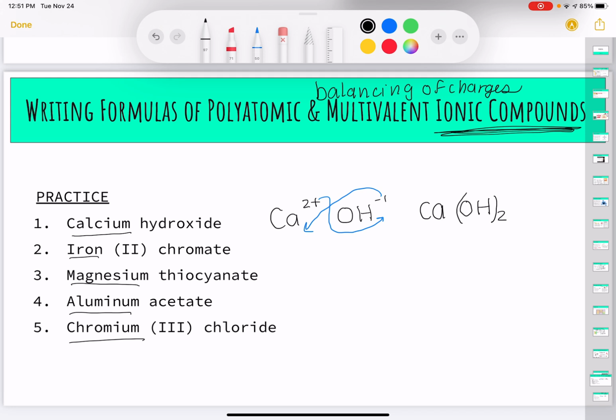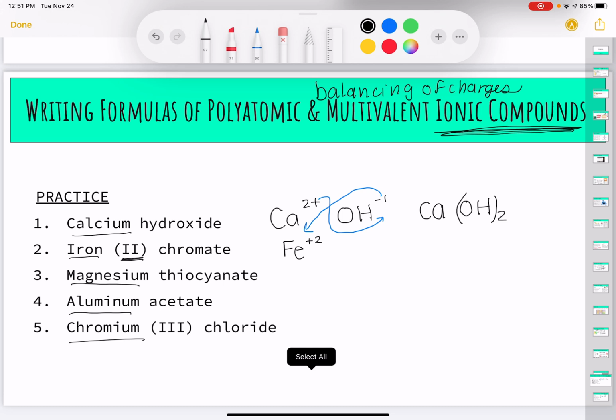Let's try the next one. The next one has Roman numerals, so that would be a multivalent. And it's actually easier this way because it tells us exactly what the charge of iron is. So if we look up iron, it's Fe, and this Roman numeral is telling us that it has a +2 charge. So we don't have to look at the periodic table. Those are going to tell us right away.